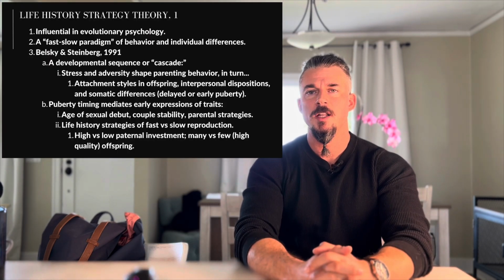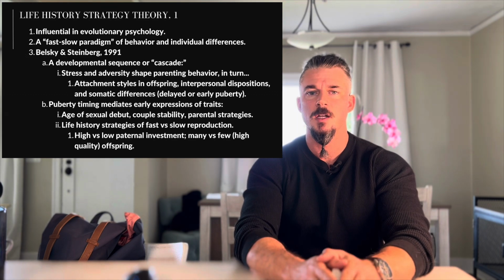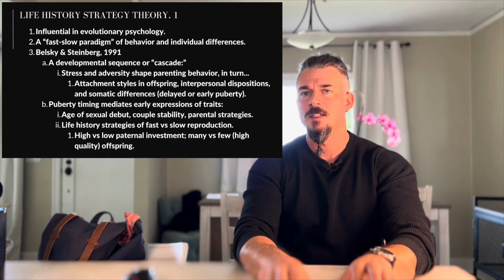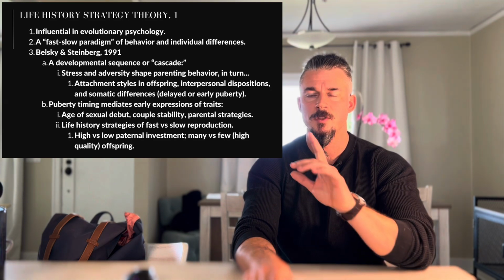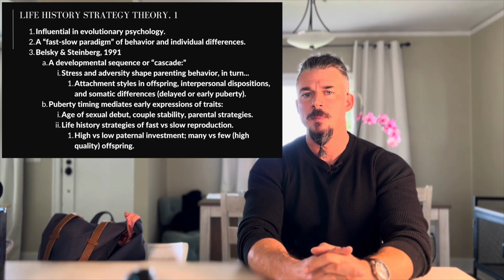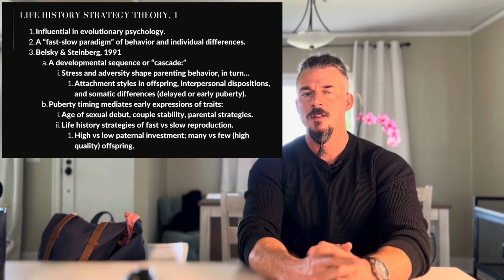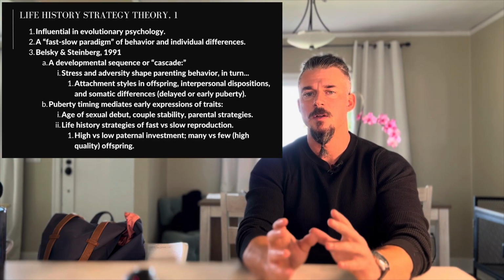Life history strategy theory. What is it? So, very influential in evolutionary psychology. Based on this idea of a fast, slow paradigm of behavior and individual differences. We'll talk about that and what that means from Belsky and Steinberg back in 1991. This is kind of a developmental sequence or a cascade. So this is kind of the background of it here.